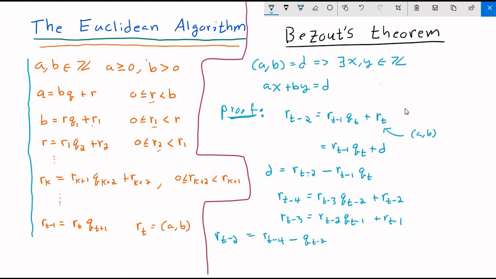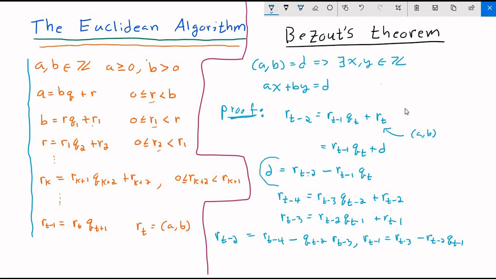And this allows me to rewrite r t minus 2 as r t minus 4 subtract q sub t minus 2 multiplied by r sub t minus 3, and I can rewrite r sub t minus 1 as r sub t minus 3 minus r sub t minus 2 multiplied by q sub t minus 1. Okay, so big whoop. What's the point? I'm just pushing equations around here, it seems.